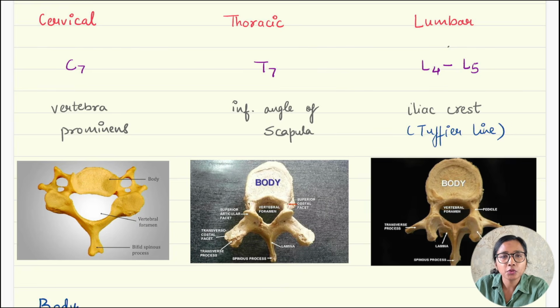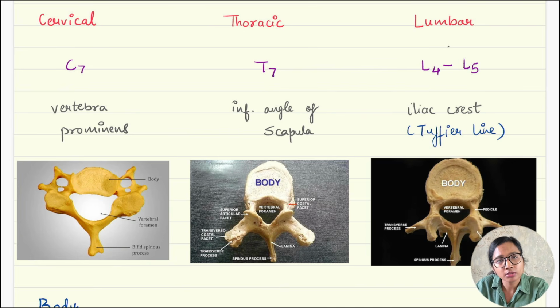So how do we know where we are? We can use landmarks. C7, the spinous process of C7, is known as the vertebral prominence. So you can feel it on yourself. The most prominent structure on your neck is the vertebra prominence. This is the spinous process of C7 and it is bifid.